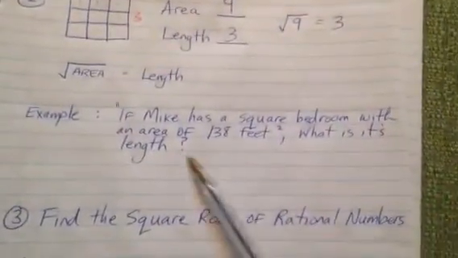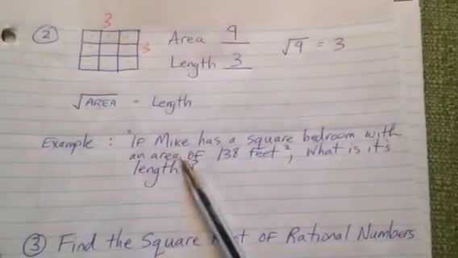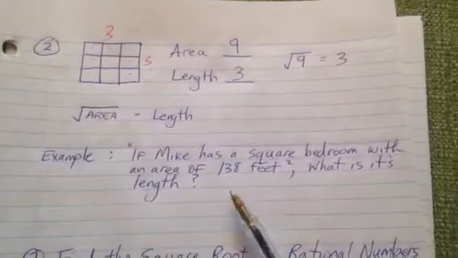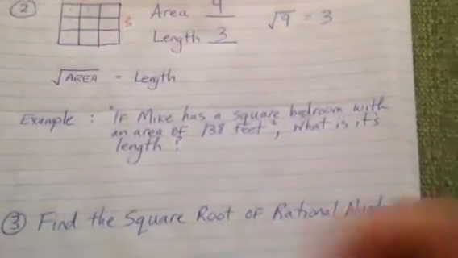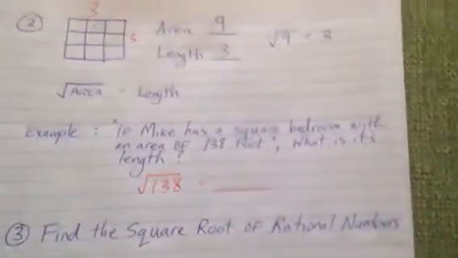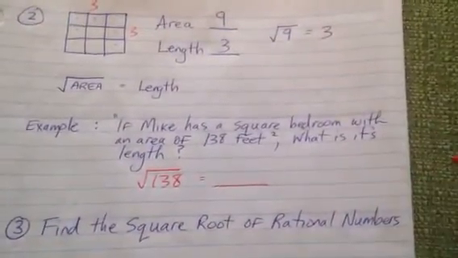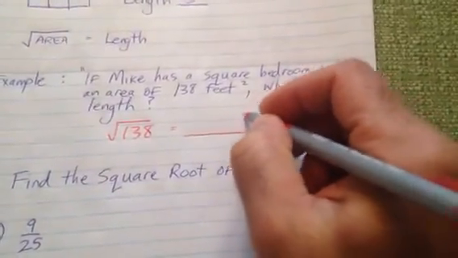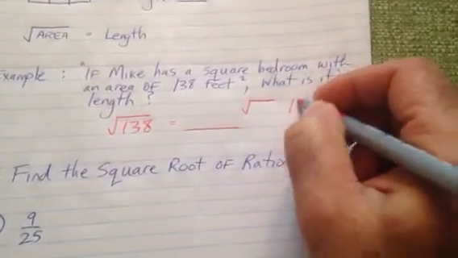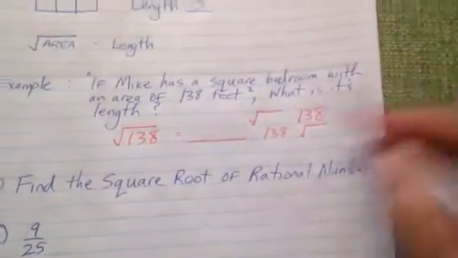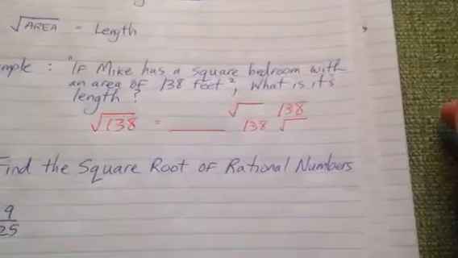So for example, if you had a question like, if Mike has a square bedroom with an area of 138 square feet, what is its length? In order to find out the length, you square root 138, right? And you'll get your answer. And again, here's how to get your answer on your calculator. Some calculators you have to press square root, then the number. Some you press the number, then square root. So you have to kind of know your calculator, okay?